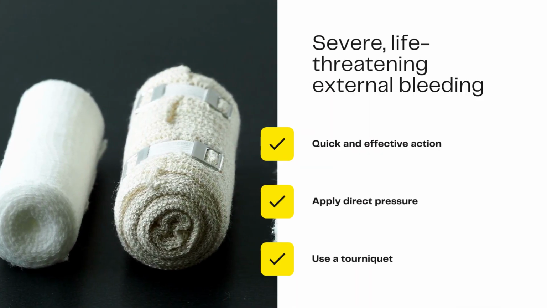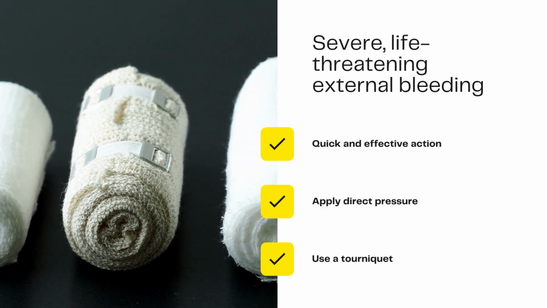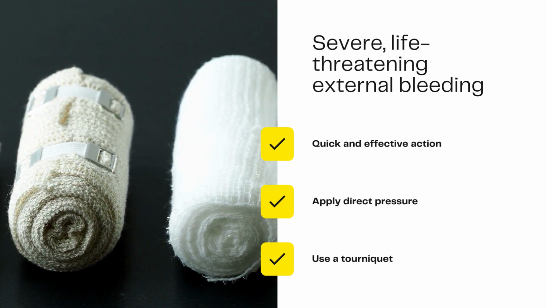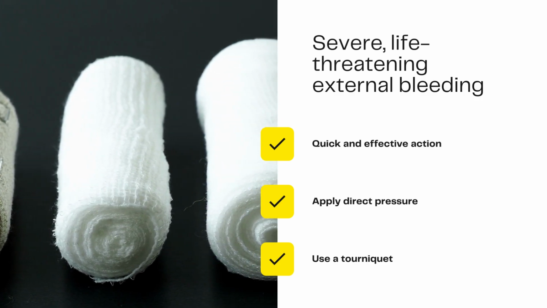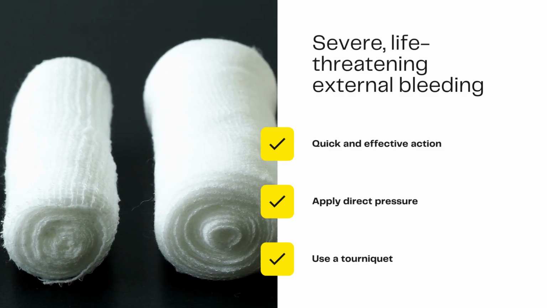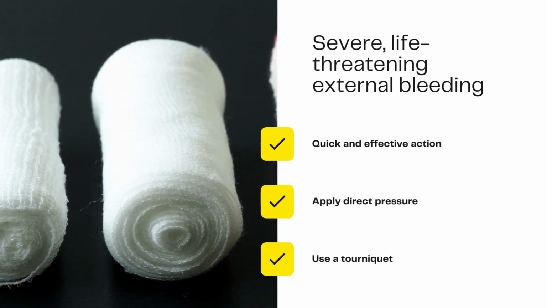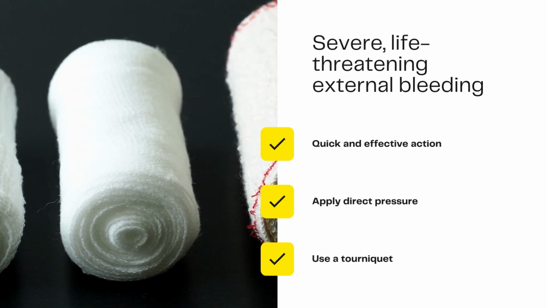In summary, severe, life-threatening external bleeding requires quick and effective action to control the bleeding and prevent further injury or harm. Applying direct pressure to the wounded area and using a tourniquet if necessary are critical steps to take in these situations.